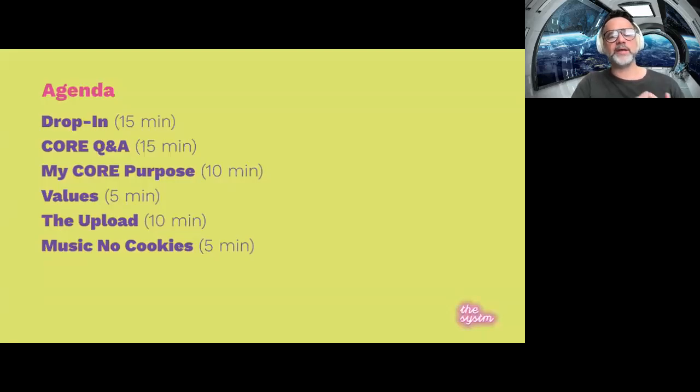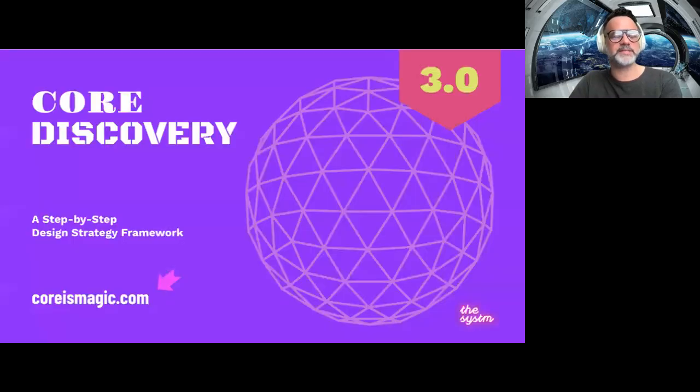The agenda today, we're going to do the drop-in as always. We are going to start with core QA today and answer John Mark's question right away. And then I'm going to share a little bit of the exercises we did in Panama for my core purpose, do a prioritization of the values exercise that we did last office hours. And then of course the upload, which is what you got out of today's session, music and no cookies, which is just hanging out at the end. You should ask someone that story, what that means.